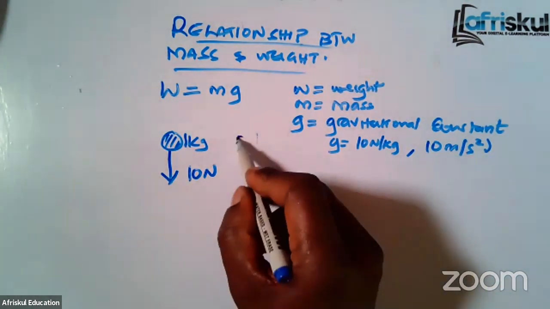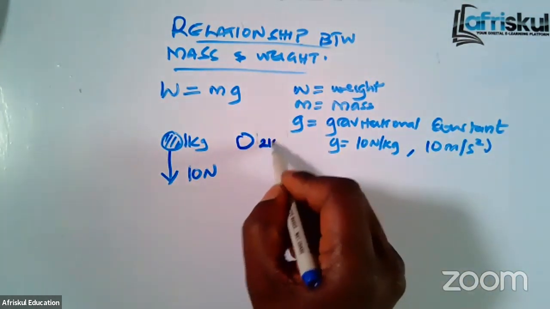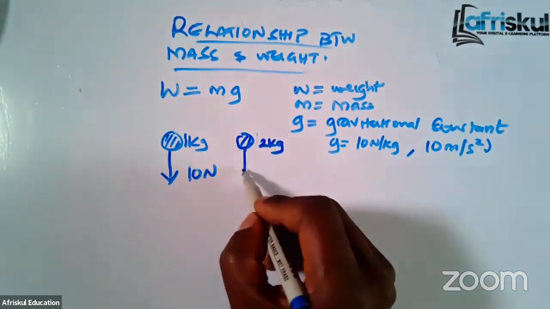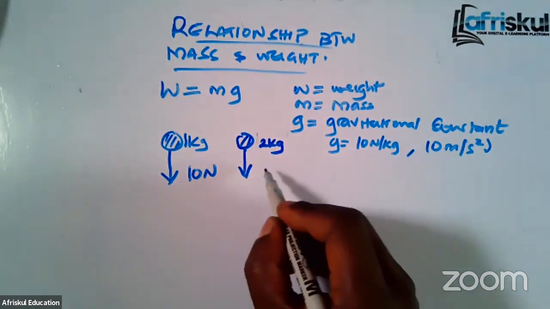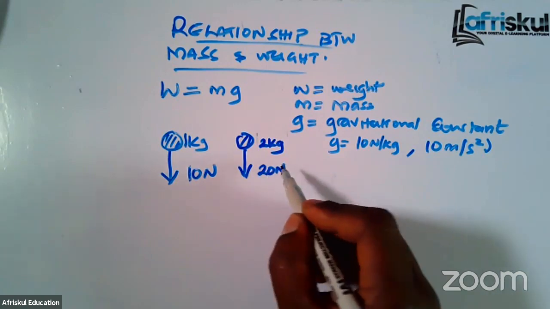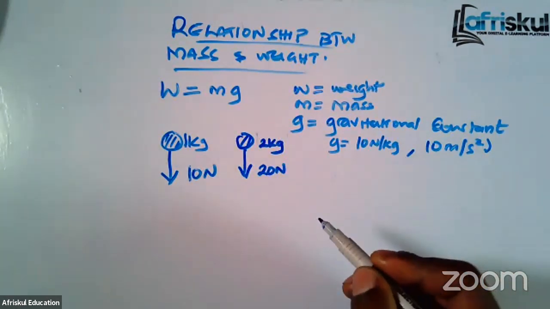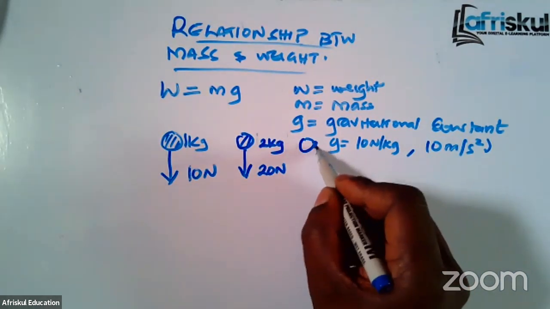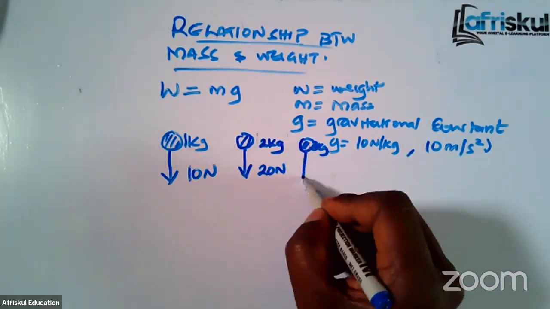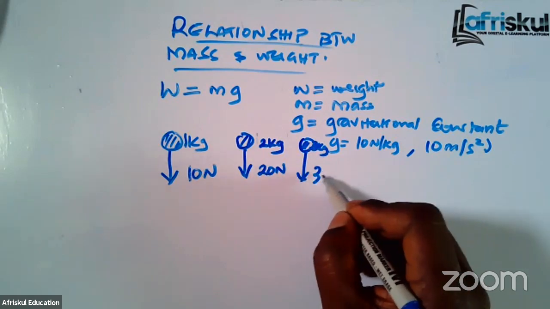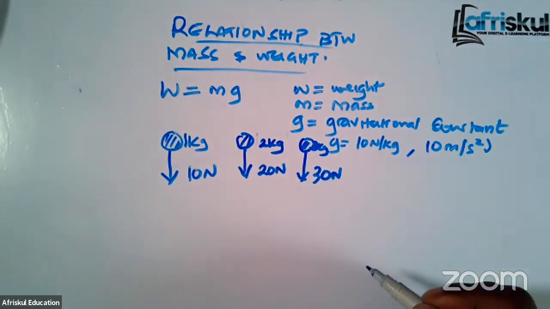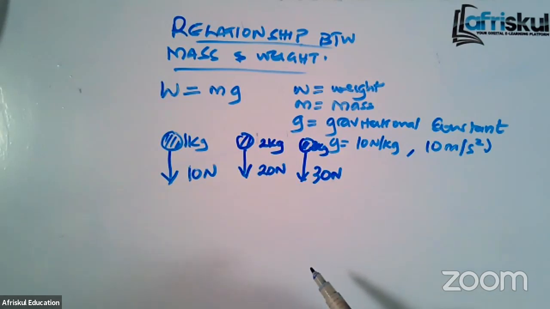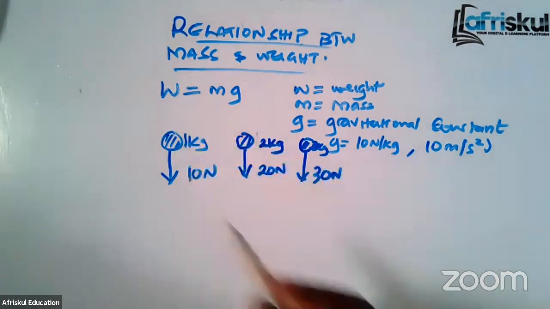Now, if you have 2 kilograms mass, on the other hand, it will have a pull of 20 newtons. So that means that for every 1 kilogram, there's a 10 newtons pull. If you have 3 kilograms, it now experiences a 30 newtons pull. So that means if you want to find the weight of a particular body whose mass you have been given, all you need to do is just to use this equation.